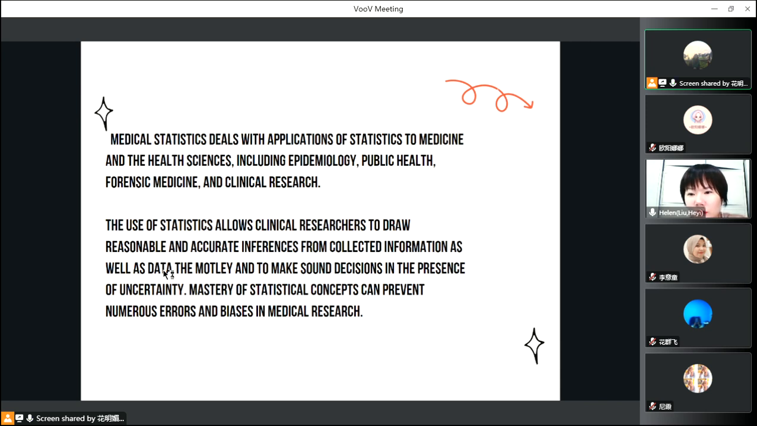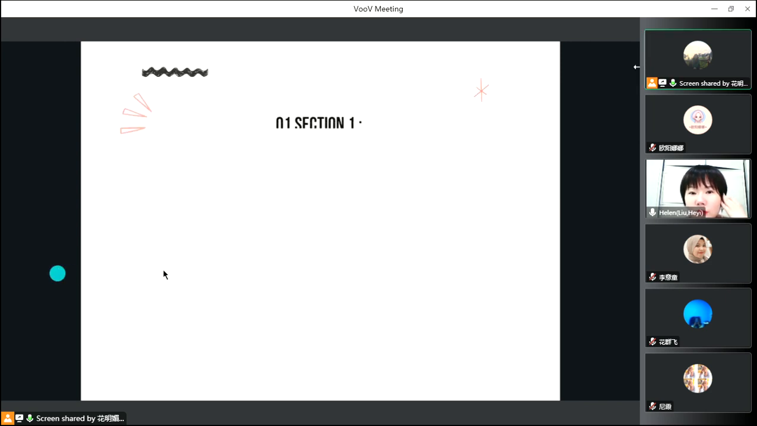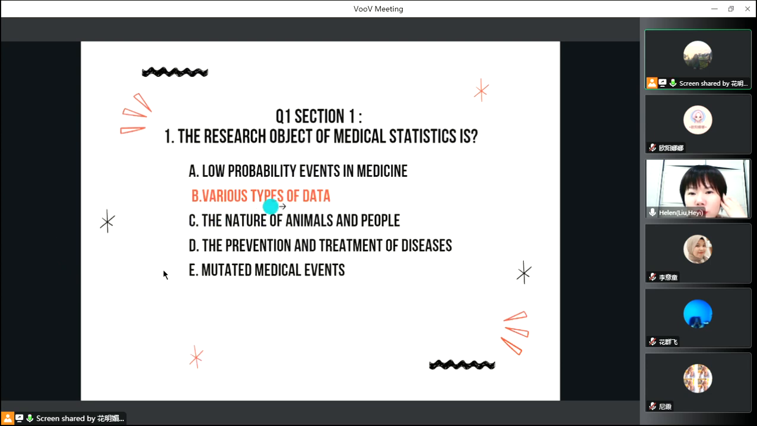So, the main purpose of using statistics is to analyze the collected data in terms of experimental designs and statistical surveys. And we know that in medicine, as well as other fields, there are so many kinds of data for us to conclude and for us to research. That's why we need to use statistics in medicine. So in this question, I choose B.